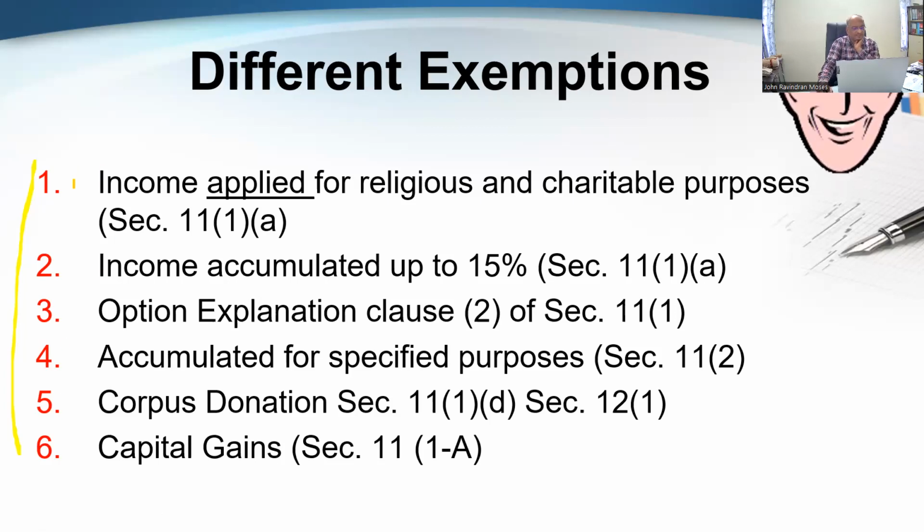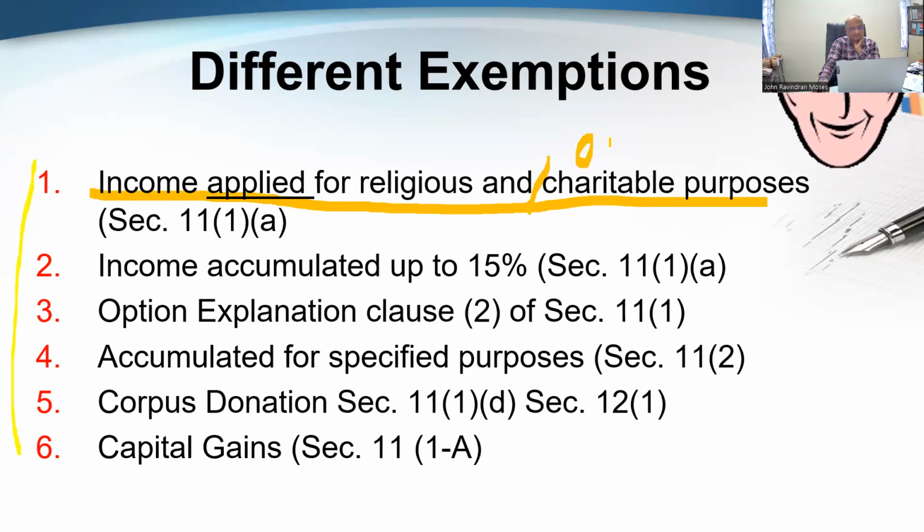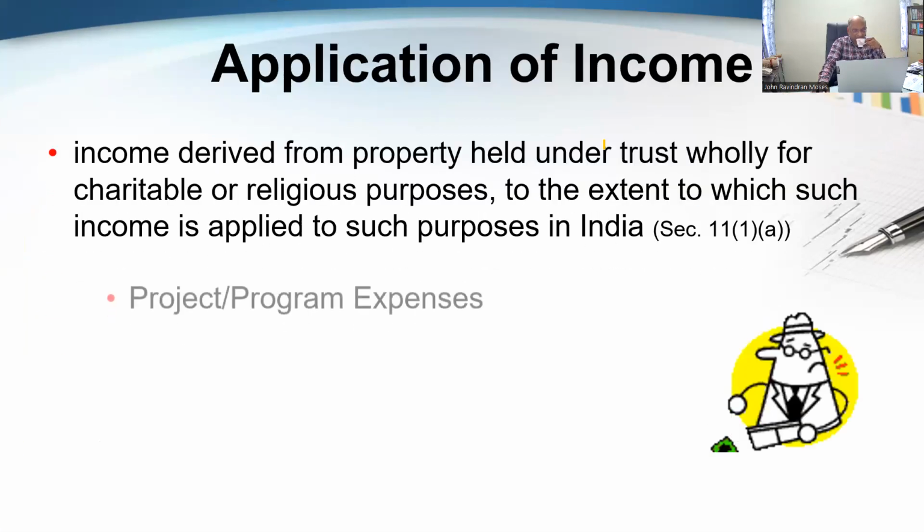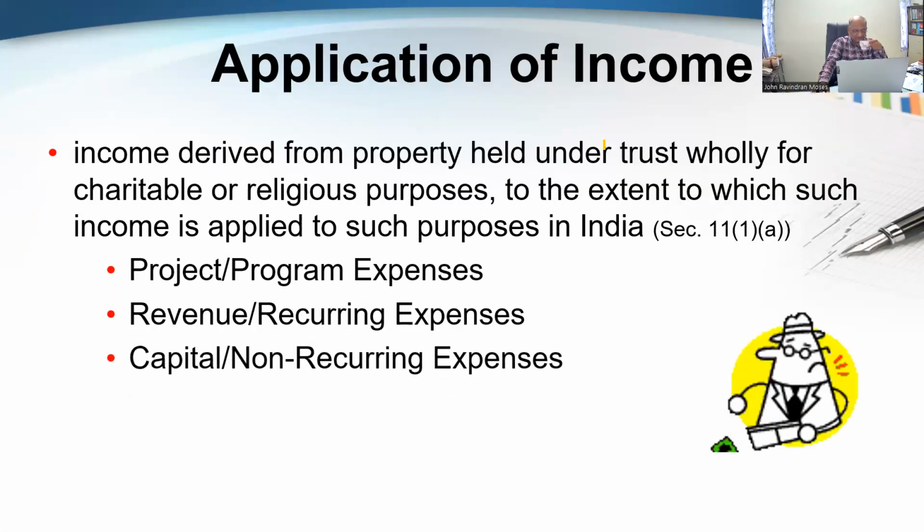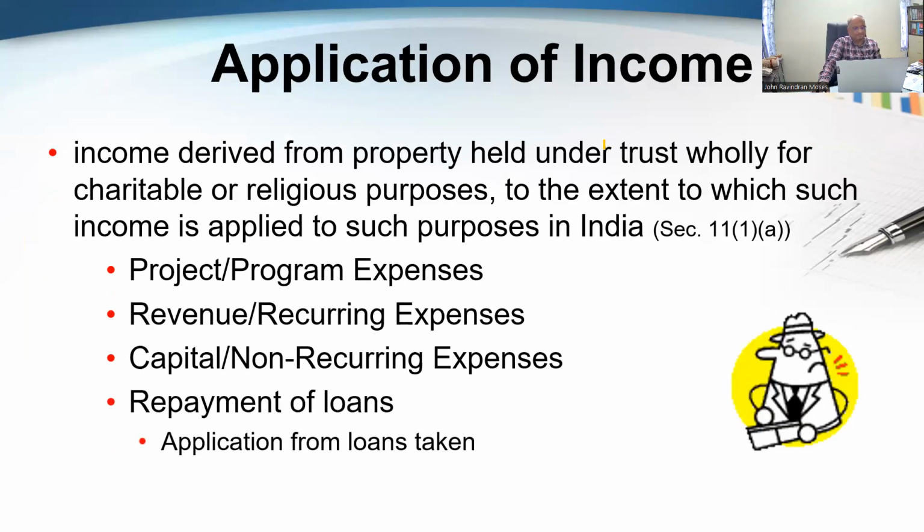The first, basic or fundamental exemption is income applied for religious and or charitable purpose. When you apply income for religious or charitable purpose, whatever you apply will be allowed as exemption to you. Right? What is application of income? All my project or program expenses are application of income.